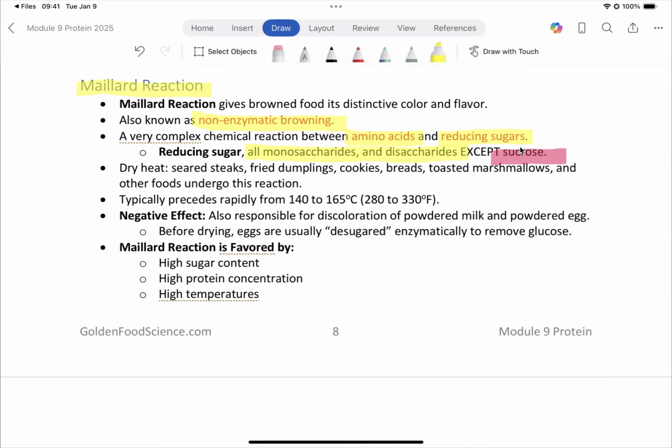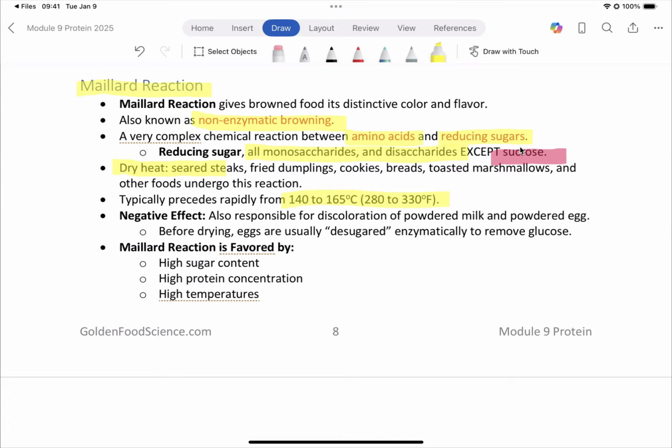But you think, well, I put sugar in there. Well, the sugar actually separates, the glucose and fructose separate, so that now you have a reducing sugar when it comes into water. Anyway, it's a chemical reaction. It's a dry heat reaction. It doesn't happen when there's water, right? It happens at high temperatures.